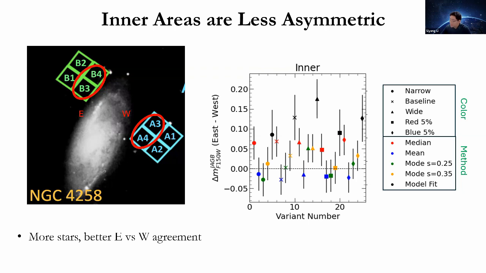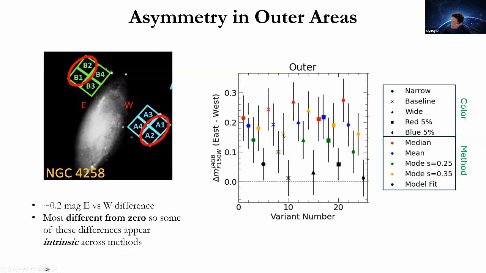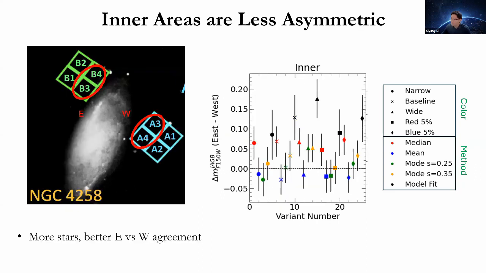But one thing that's interesting to note is that in this case, the model fit tends to perform the worst in terms of this symmetry test. You can see that with the black points right here. But if we go back to the outer area tests, the model fit actually performs the best. And so that suggests that this field-to-field variation is not necessarily uniform.